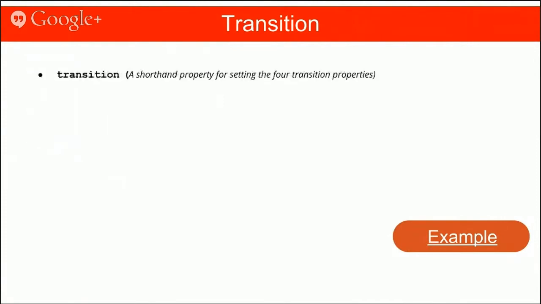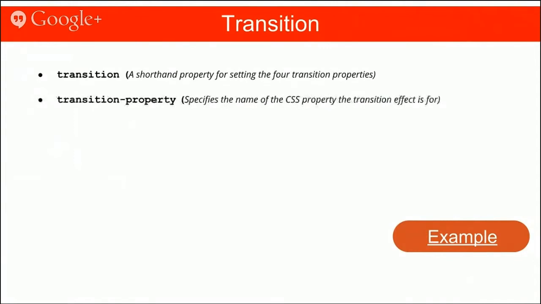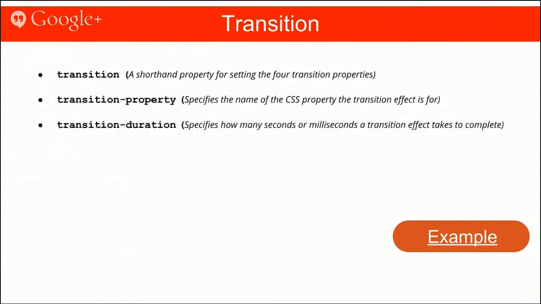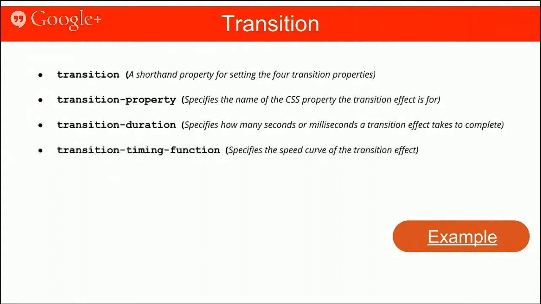transition. It's a shorthand property. It is used to set the other four properties. Those are transition property. The other one is transition duration. Next one is transition timing function. And the last one is transition delay. So these are the four properties which are used to set the transition animation for an element.